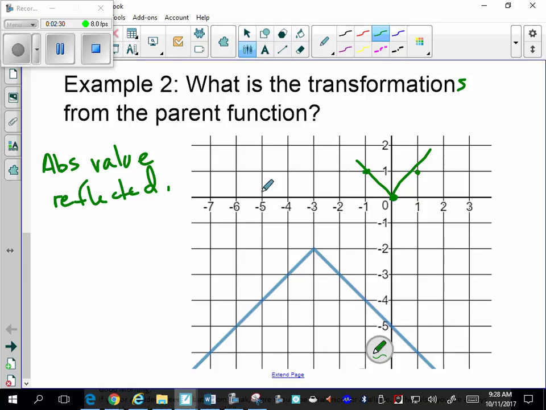And what else is happening? If we reflect it, it's going to be upside down. You always do reflections right away too. Make sure you're always doing reflections right away. So it would look something like this. I'm just going to do a dashed line. So it'll be a V, and then it's going to move 3 to the left, 2 down. So 3 left, 2 down.